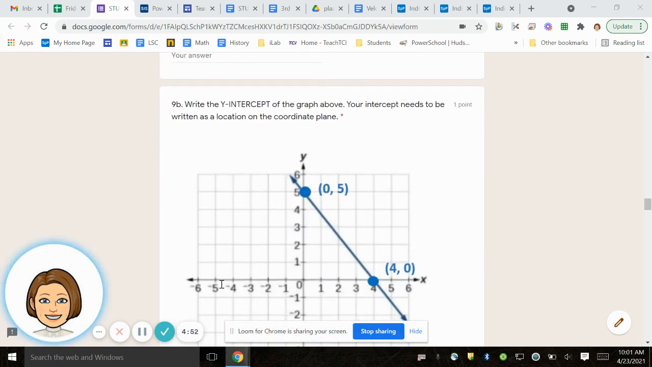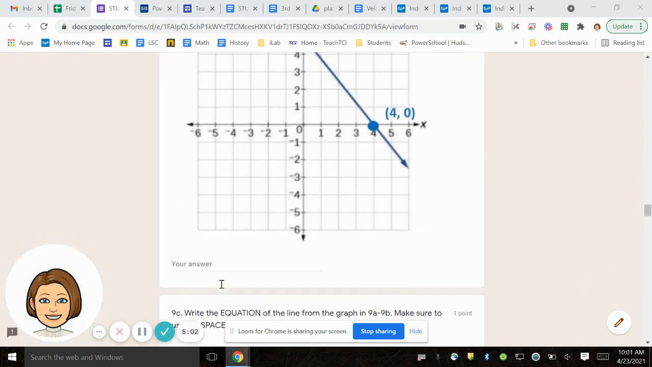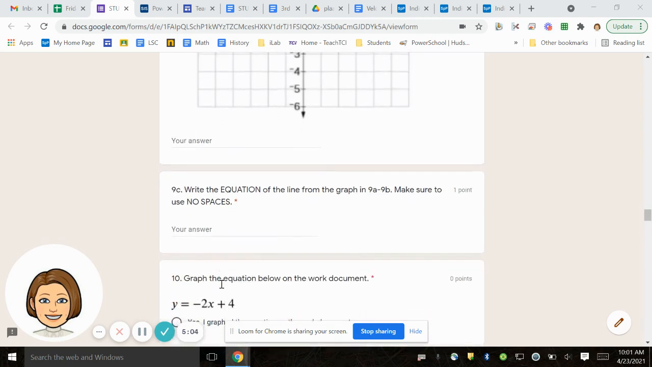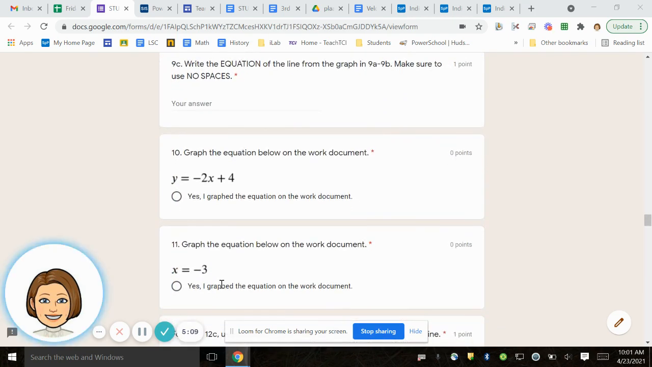Looking at the graph, 9b, write the y-intercept of the graph. Your intercept needs to be written as a location on the coordinate plane. 9c, now that you have the slope and the y-intercept from that graph, write the equation. Make sure to use no spaces and lowercase letters.